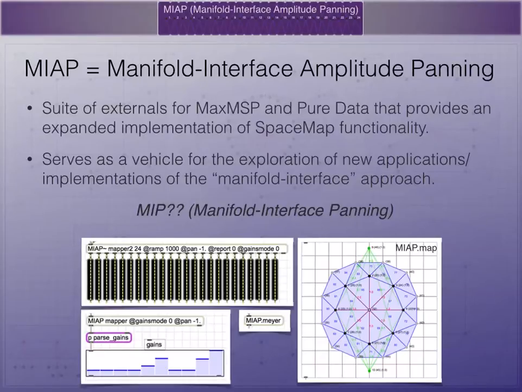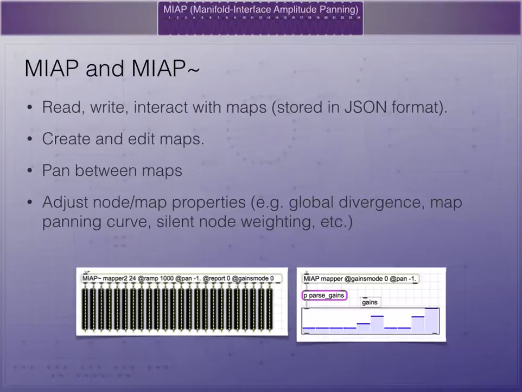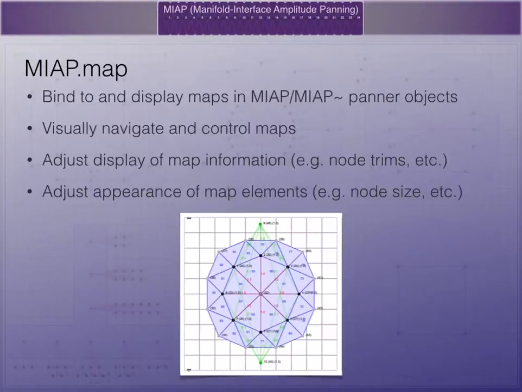And then there's a utility external that converts Meyer's proprietary project format, which contains maps in their software, into a human-readable JSON MIAP native file format that is used in the Max and PD objects. So quickly go through some details here of each of the objects.